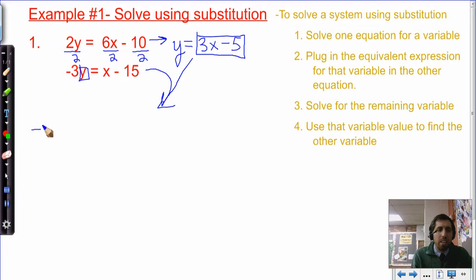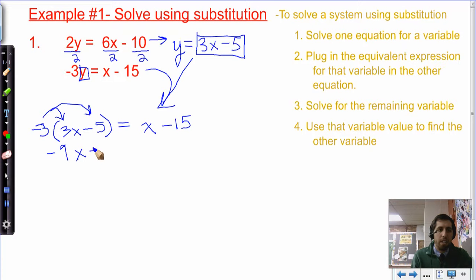Now I'm going to replace, and we're going to see why this is useful. Why is it beneficial? Well, now we have negative 3, and instead of y, I'll plug in what y is equal to. It's equal to 3x minus 5. Now continue writing that second equation, equals x minus 15. Why is this useful? Well, now I just have an equation with one variable. And if I have an equation with one variable, I can find the value of that variable that makes it true just using some nifty algebra and equation solving steps. Make sure you distribute that negative sign.